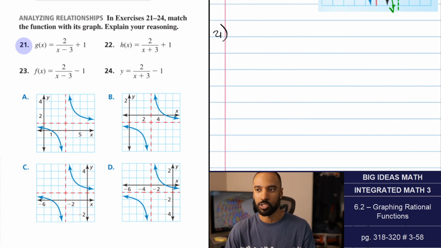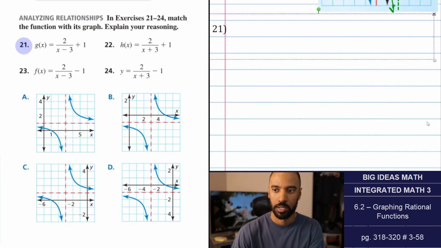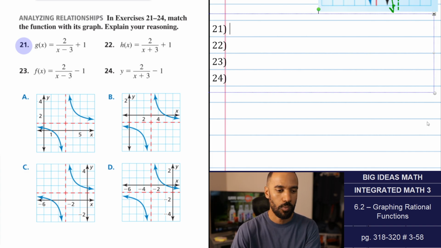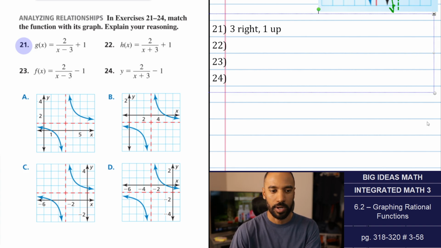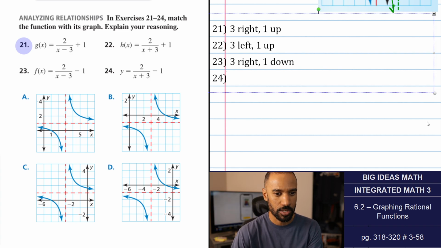What I will do is I'll just describe. Let me just type this out. It should be faster. I will describe what the translations are, therefore we can get our matches. So 21, 22, 23, and 24. Okay, on 21, we are translating 3 right, 1 up. On 22, we're translating 3 left, 1 up. I hope you can see why this is. On 23, we're translating 3 right, 1 down. And on 24, we're translating 3 left, 1 down.